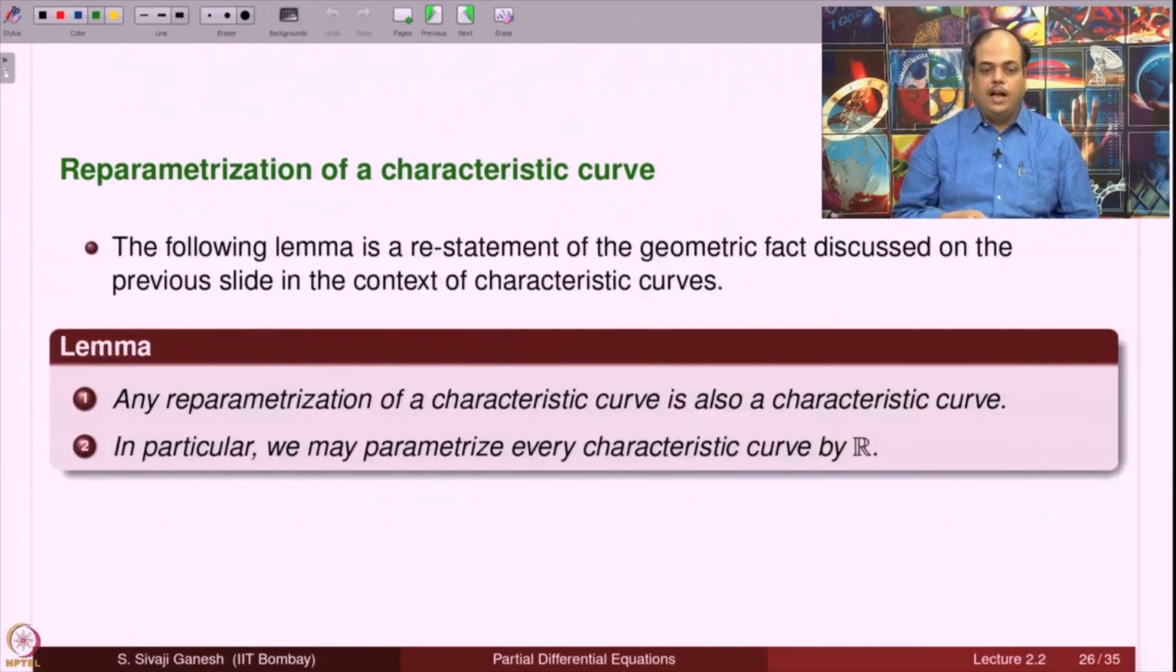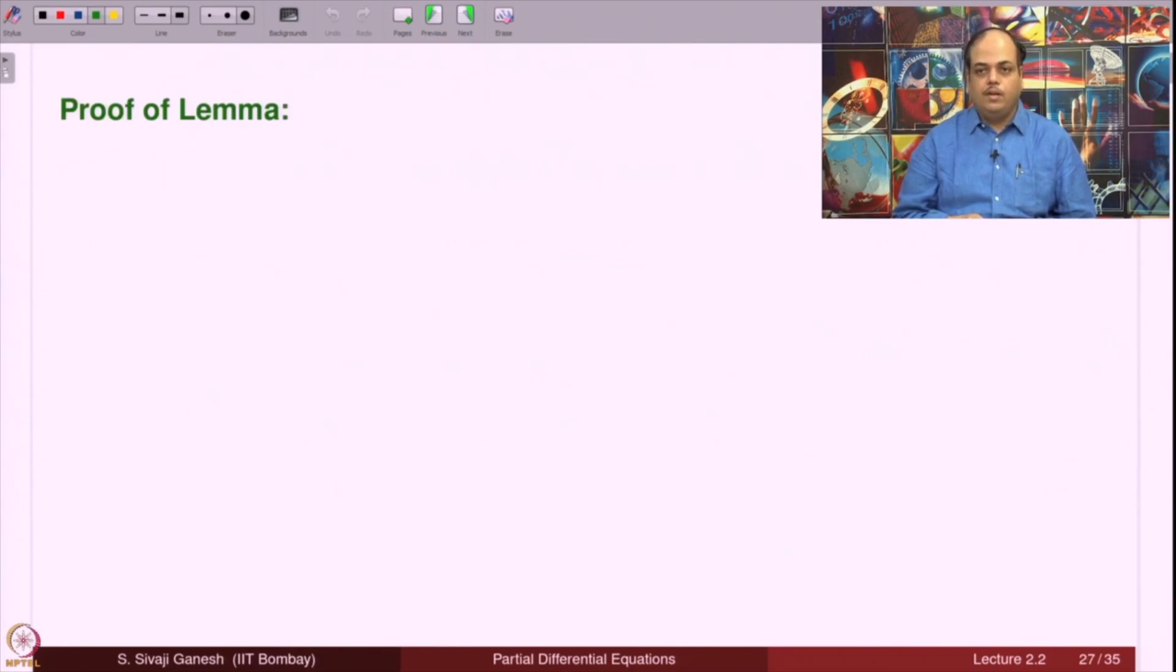And therefore, one advantage of this is that you take J tilde to be R, and you can always define a diffeomorphism from R to that particular J. Therefore, you can always reparameterize by R. It is very useful, we will see that when we prove existence theorems for the Cauchy problem of quasi-linear equations as well as general nonlinear equations.